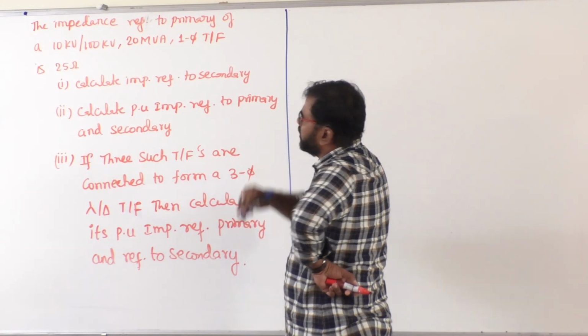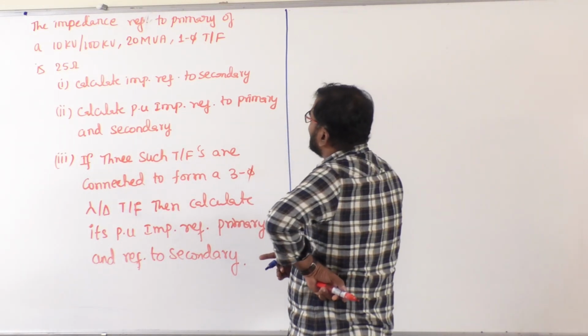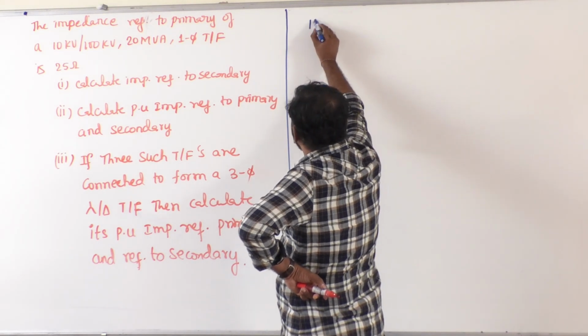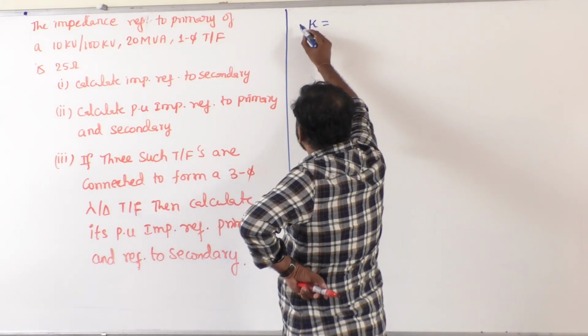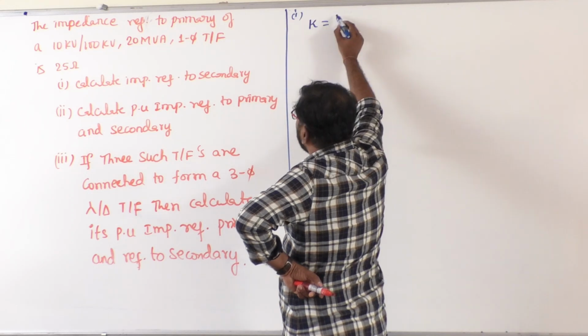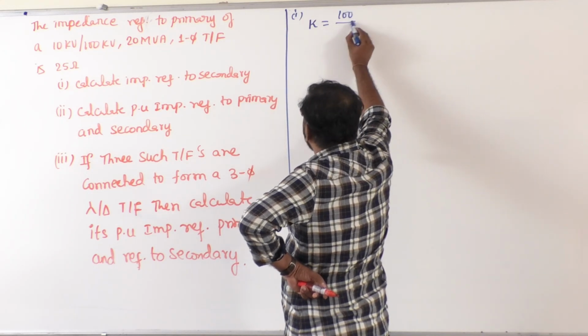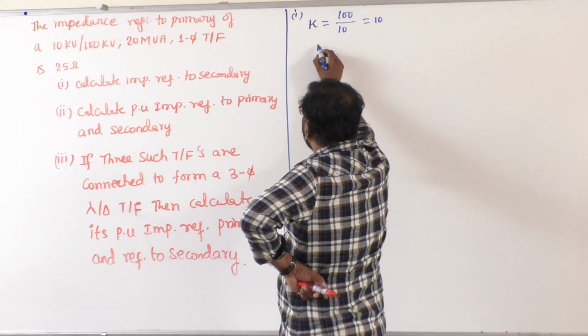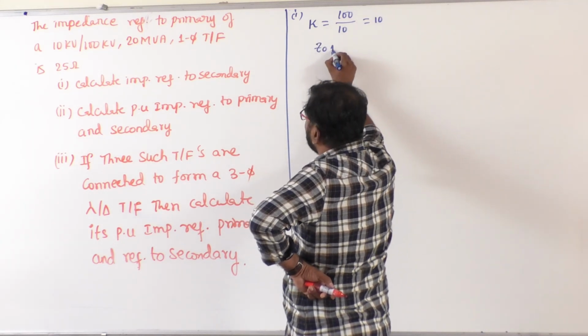Anyway, coming to the first question: calculate the impedance referred to secondary. First of all, what is the transformation ratio K for a single phase transformer? The transformation ratio K is secondary voltage by primary voltage. So that means 10. So what is the impedance referred to primary?